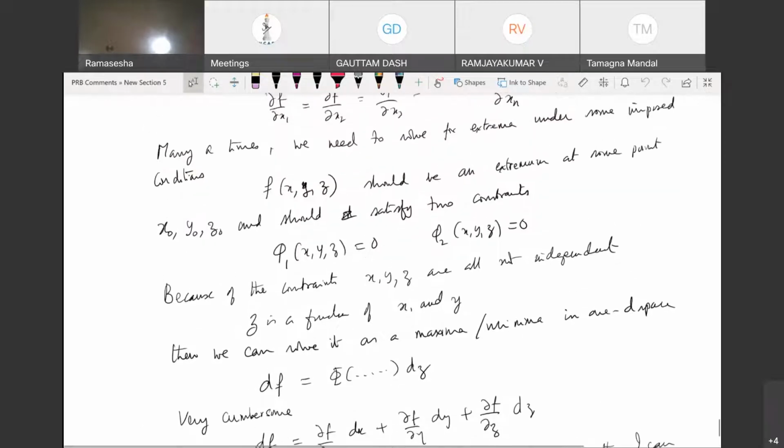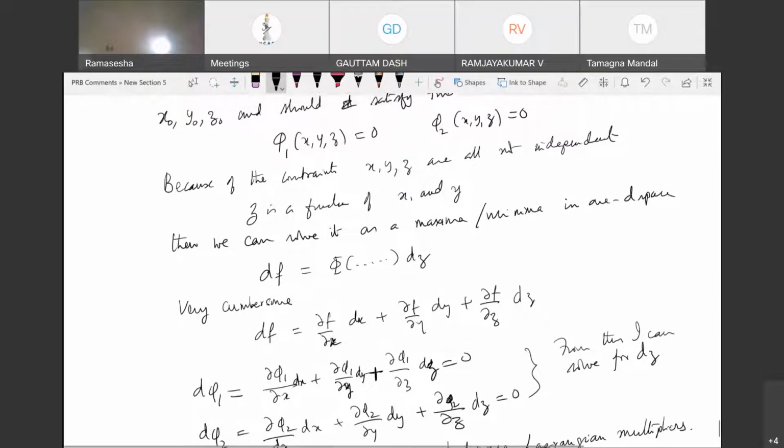substitute for x and y in these two relations, p1 x, y, z equal to 0 and p2 x, y, z equal to 0. You can express z in terms of x and y and substitute in f of x, y, z, and then you have a function of a single variable, and you can minimize it. But that is usually quite cumbersome if you cannot solve p1 x, y, z and p2 x, y, z to get z as a function of x and y.